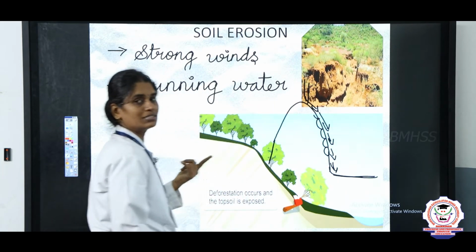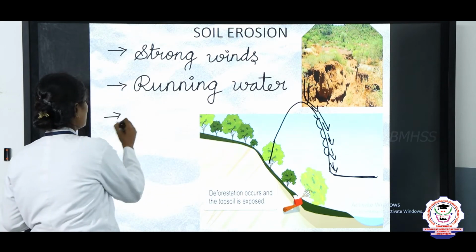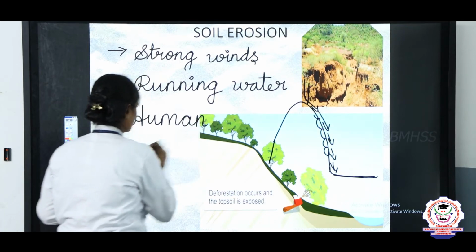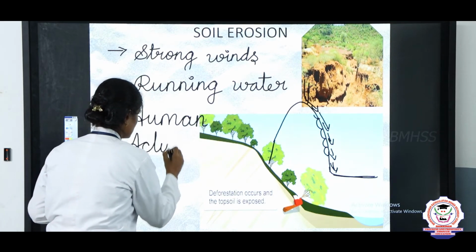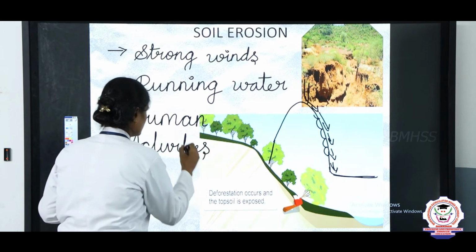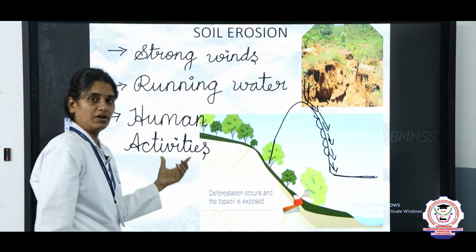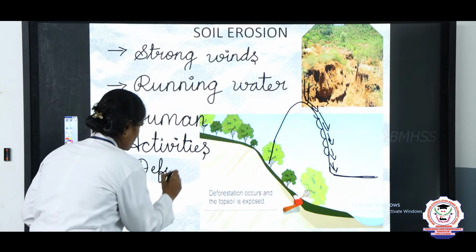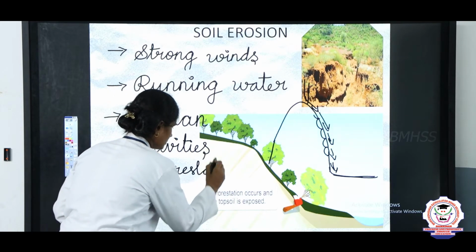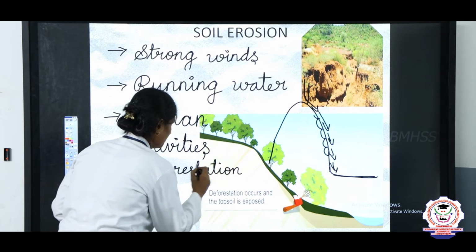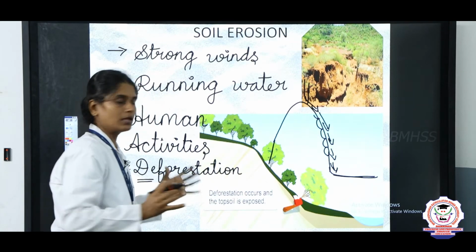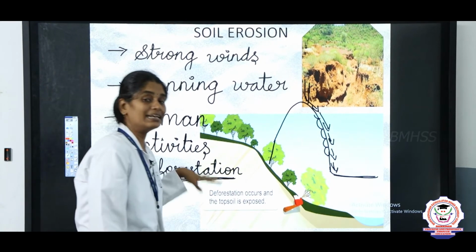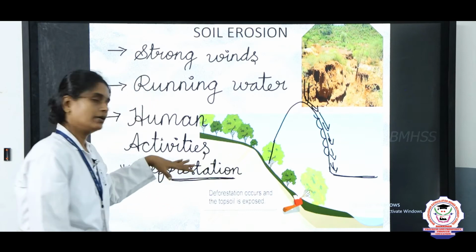And the next one we are going to see is human activities. Human activities are also a cause for soil erosion. So what are the human activities? The first one is deforestation. Deforestation: de means removal, and forest, removing the trees. So removal of trees, that is indiscriminate felling of trees, is called deforestation.